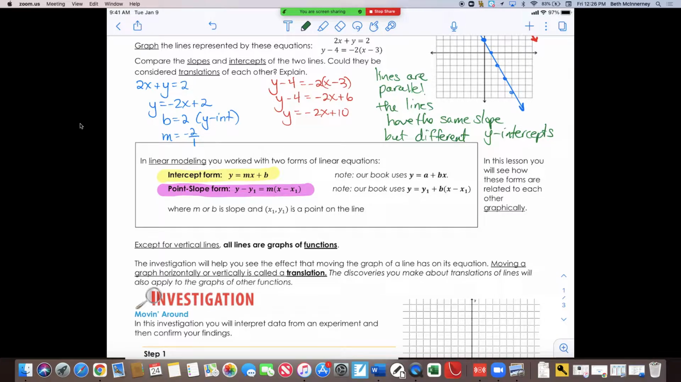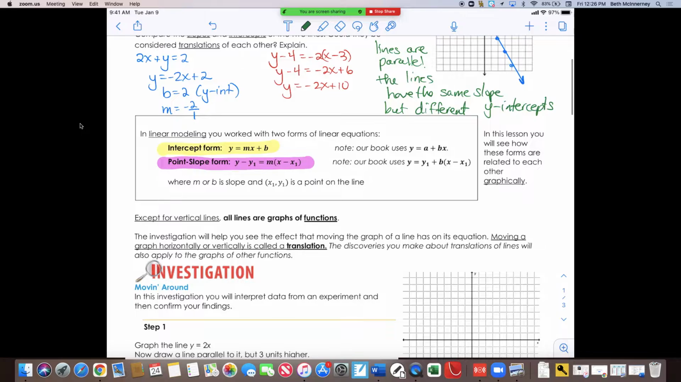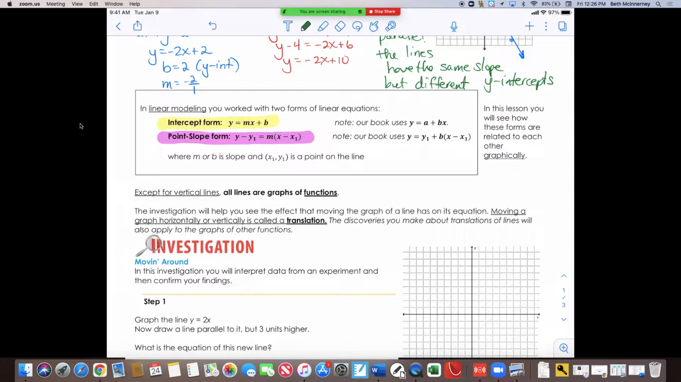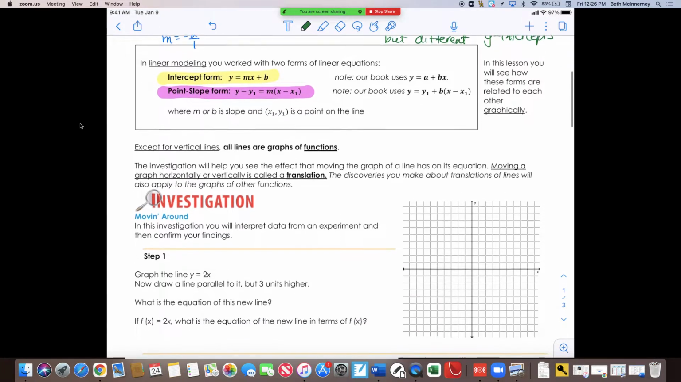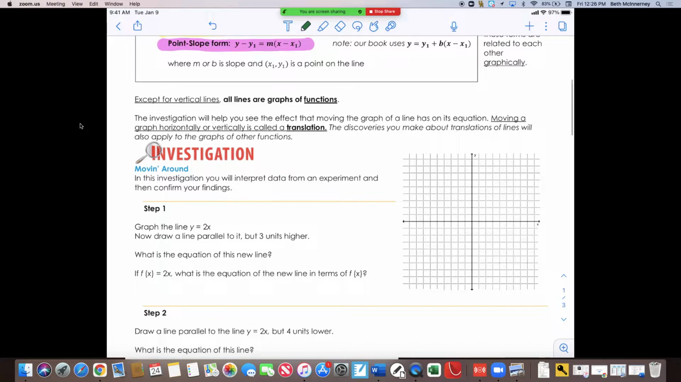We're going to do an investigation that will help you see the effect that moving the graph of a line has on its equation. Moving a graph horizontally or vertically is called a translation. The discoveries you make about translations of lines will apply to those family of functions: the x squared, the x cubed, the square root, the cube root. It applies to everything, even the 1 over x. So everything we're learning, it's going to apply. So we're going to do a little investigation together.